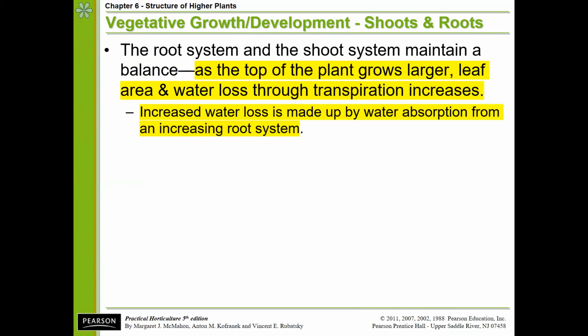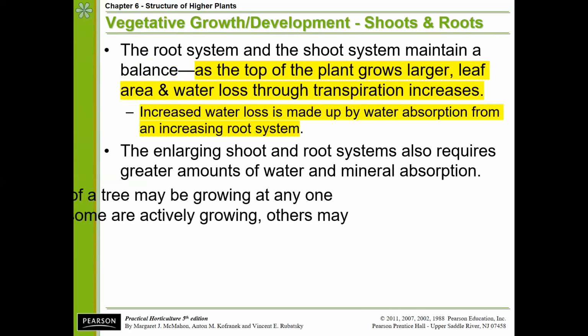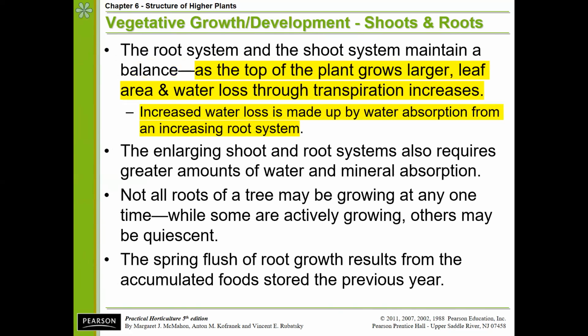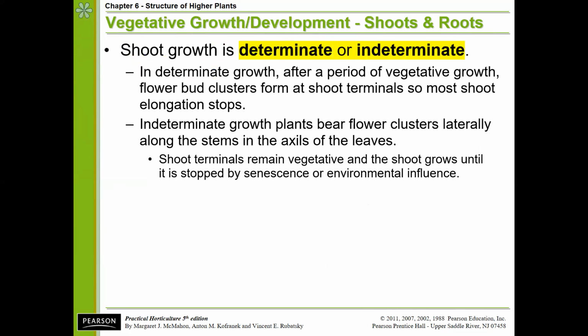The root system and shoot system have a balance, and as the top of the plant grows larger, the leaf area and water loss through transpiration tends to increase, and that increase in water loss is made up by water absorption from an increasing root system. So there has to be some sort of balance there in root and shoot growth.